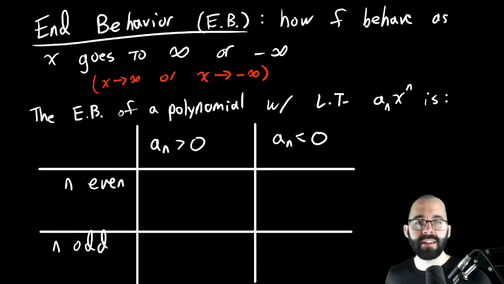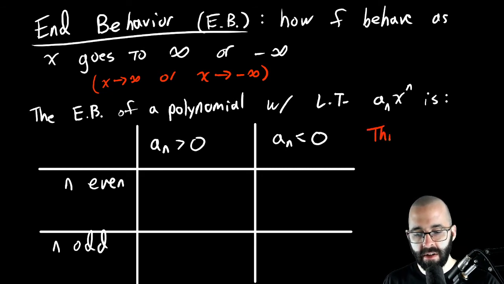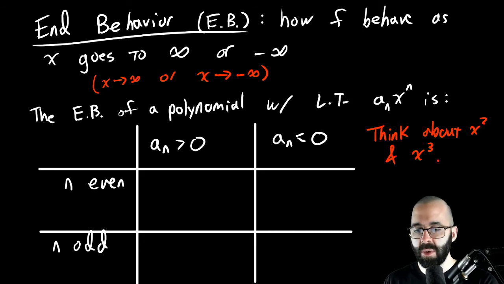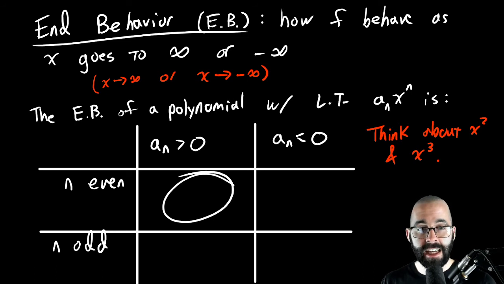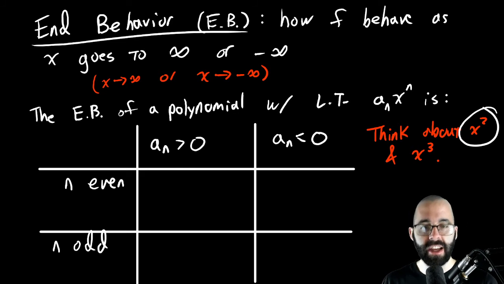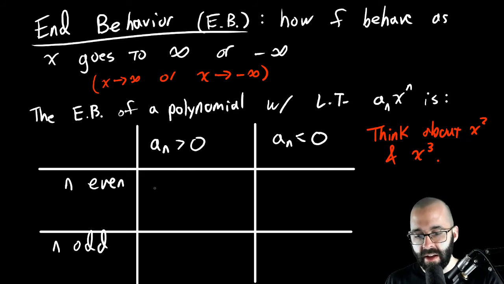The good news is that this has everything to do with parabolas and cubic functions. Think about x squared and x cubed. That's where this whole table comes from. So this first case, an even degree and a positive coefficient, is going to behave like x squared. It's going to go up on the left. We don't know what's happening in the middle, so I'm just going to write some squiggles. And it's going up on the right.